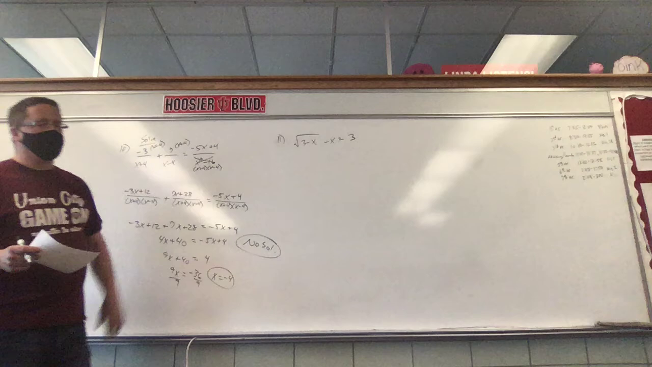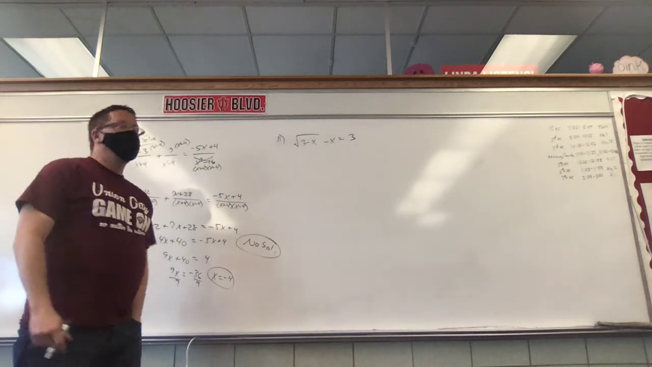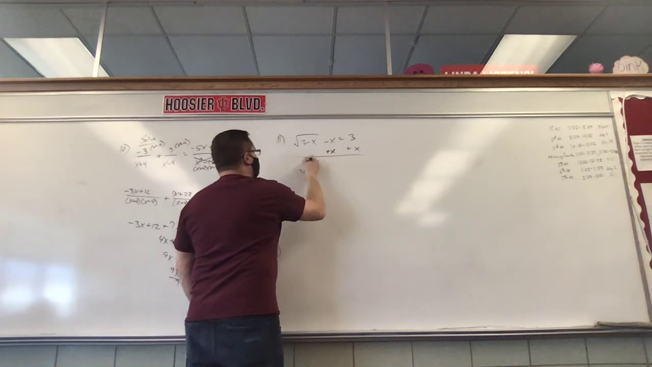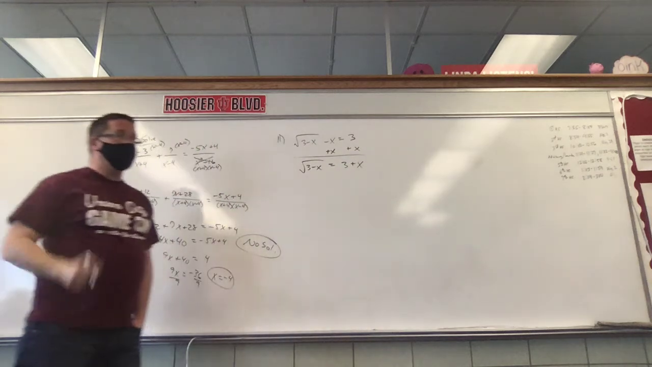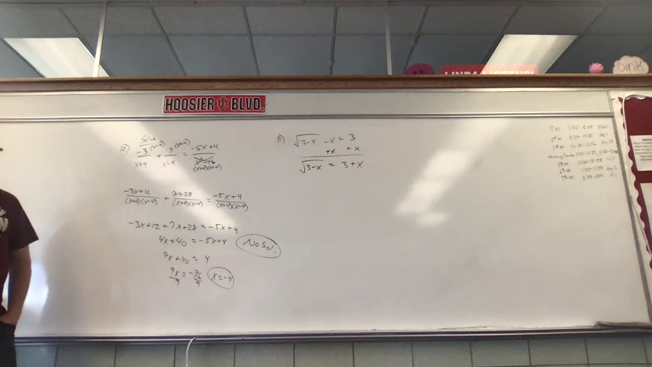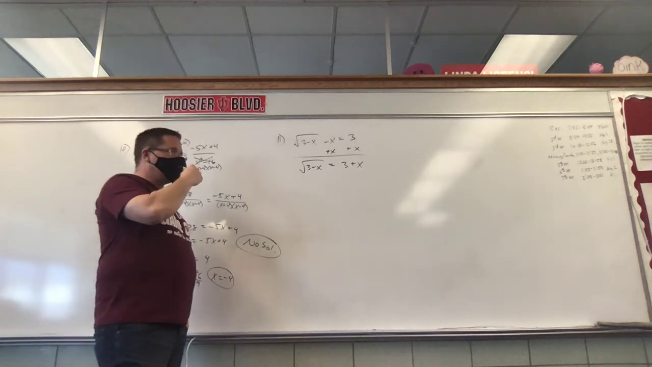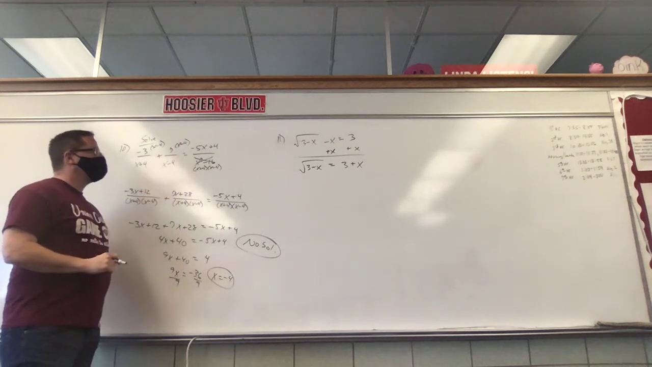Okay, now what should we do over here first? Get the radical by itself. Now, if you remember from Algebra 2, when you have radicals and you have x's on both sides, you gotta check your answers. Because even if we make no mistakes, we still might get some solutions that don't work.